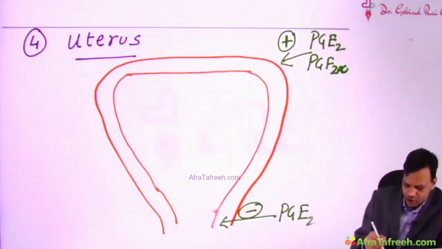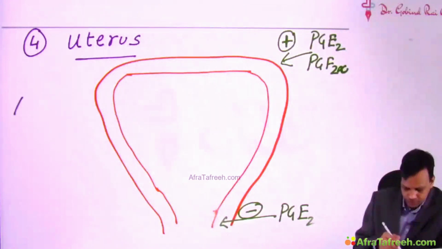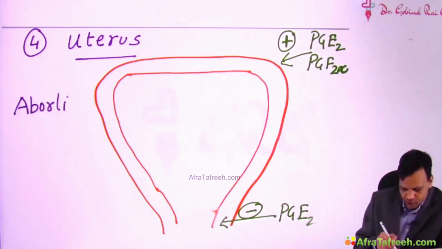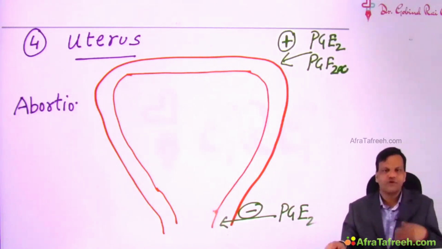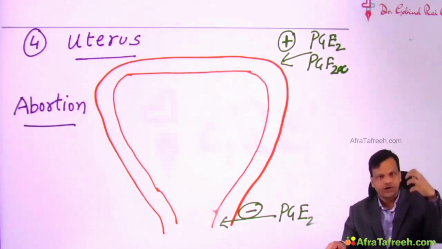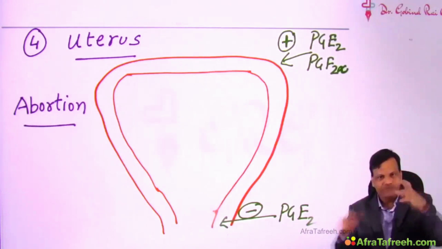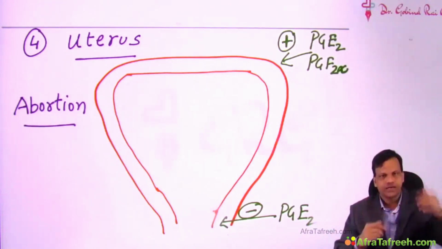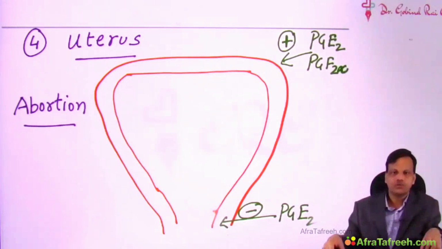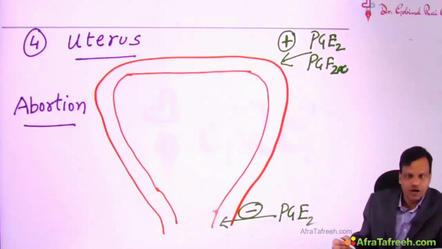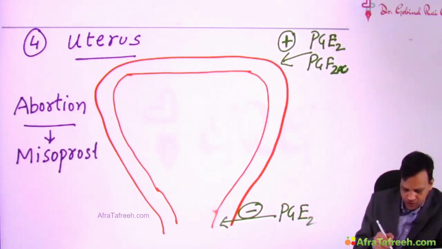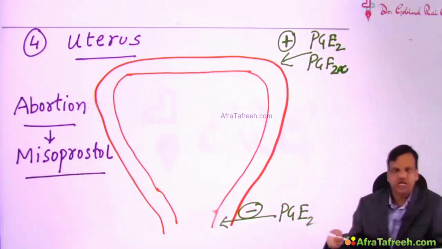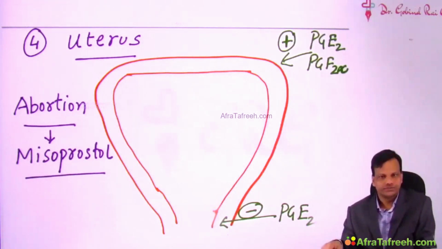And this thing we can utilize in abortion. So we can use prostaglandin E2 for inducing abortion, because what we want in abortion is to contract the uterus from above and relax it from below so that the product of conception can easily go out. So we can use PGE2 for abortion, and the drug which we are using is misoprostol. So misoprostol is a PGE2 derivative which can be used for abortion.